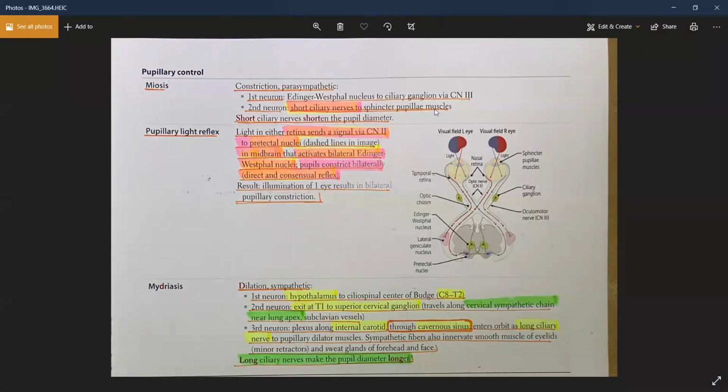Let's say you shine the light in the left eye. The optic nerve from the left eye will be activated. It will transmit the information to the left pretectal area. This left pretectal area will stimulate both the right as well as the left Edinger-Westphal nucleus, and as a result, you will have a direct pupillary constriction and a consensual pupillary constriction. That's how you will get the light reflex. So if you shine the light in one eye, you will have a constriction of both the eyes, and that's because of the pretectal nuclei. Any doubt?